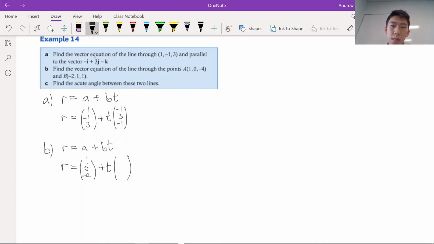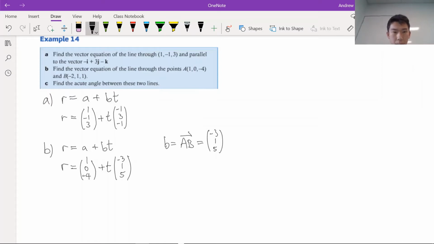So using the information we have, we can find the vector from A to B, because that's going to be in the same direction as the line, right? So it's actually on the line, but that means it's also parallel to the line. Bit of a strange one, but remember that if we want to find the vector from A to B, we take away the vector A from the vector B, so we'll get -2 take 1, which is -3, 1 take 0, which is 1, and 1 take -4, which is positive 5. So that's what we put for our b in this equation.